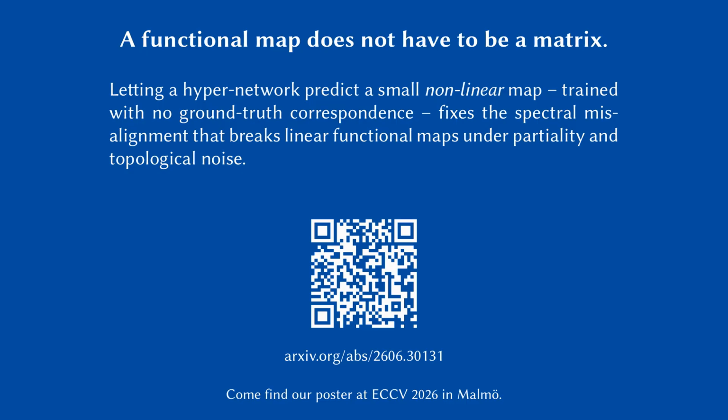So, the takeaway. A functional map does not have to be a matrix. Letting a hypernetwork predict a small nonlinear map, trained with no ground truth correspondence, is enough to fix the spectral misalignment that breaks linear functional maps under partiality and topological noise.